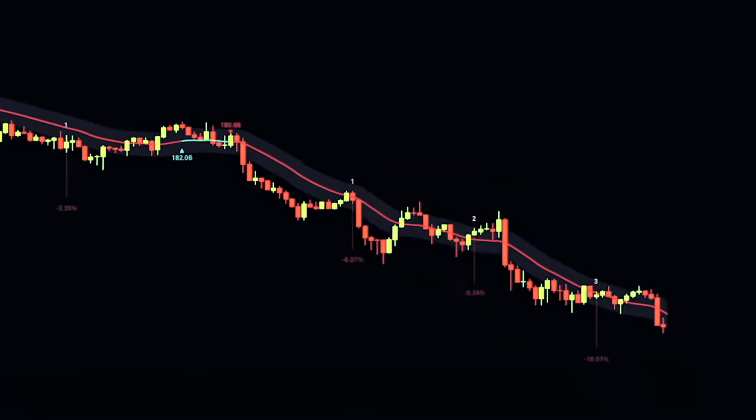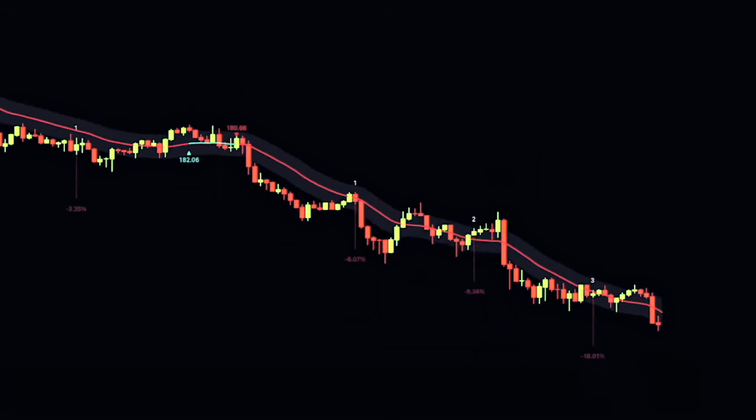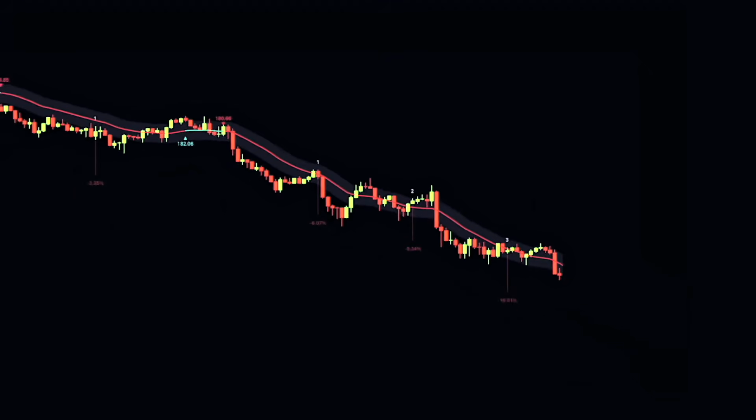And one important thing, only take the first interval. Don't re-enter on later intervals, even if they show 5 to 10%. Wait for a full reset.